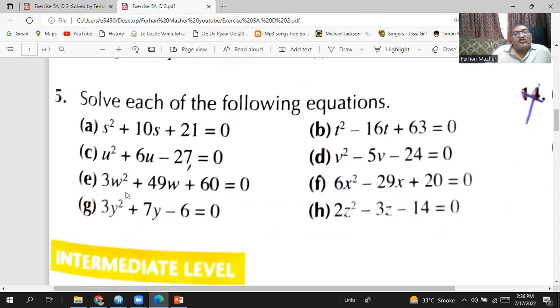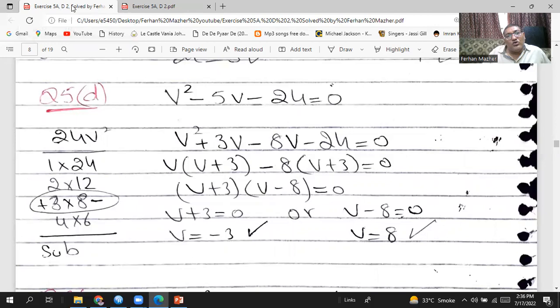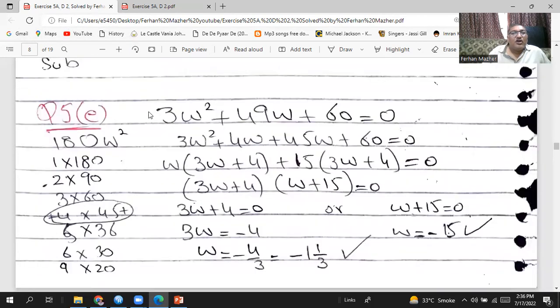Okay, so the next question, question number 5, is E part: w square plus 49w plus 180 is equal to 0. So you can multiply the extreme terms to get 180 w square. So write the factors of 180, and they are 1 multiply 180, 2 multiply 90, 3 multiply 60, 4 multiply 45, 5 multiply 36, 6 multiply 30, and 9 multiply 20. So the third term has a positive sign. So I'm looking for that pair which by addition will give me 49. So that pair is 4 and 45.